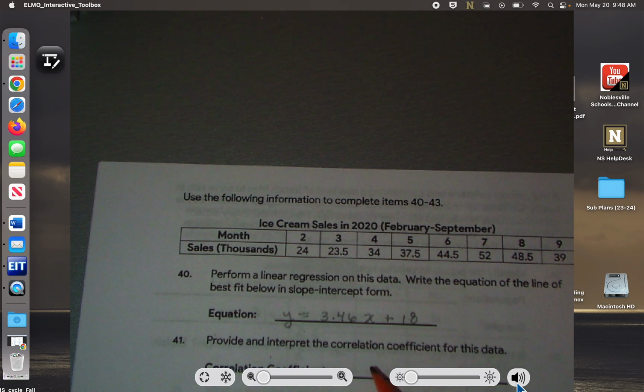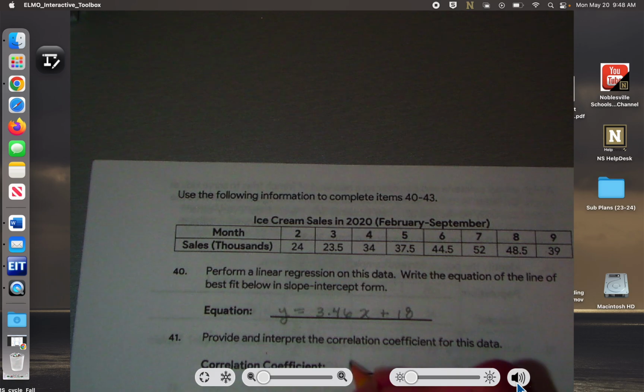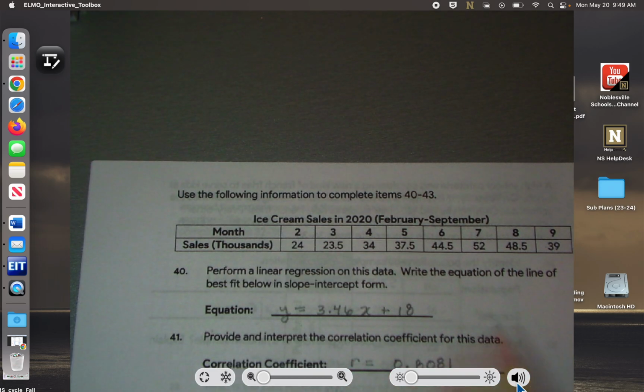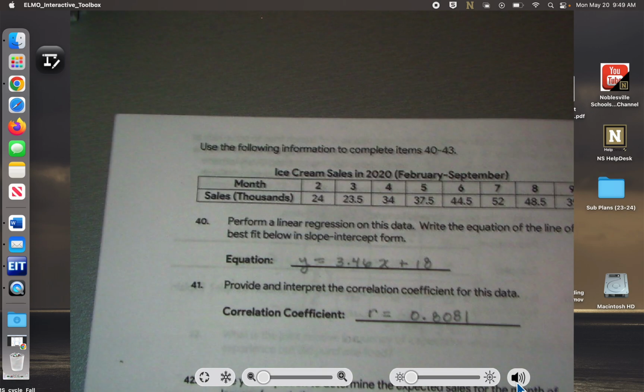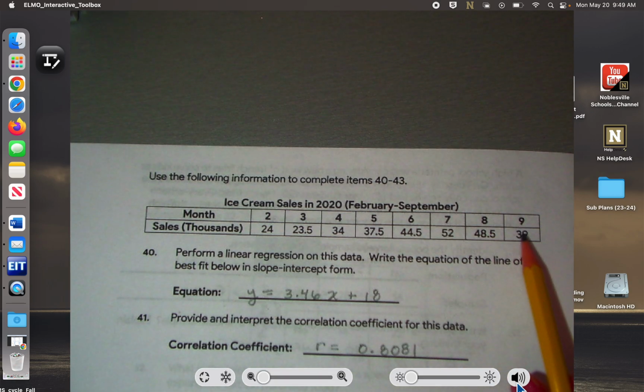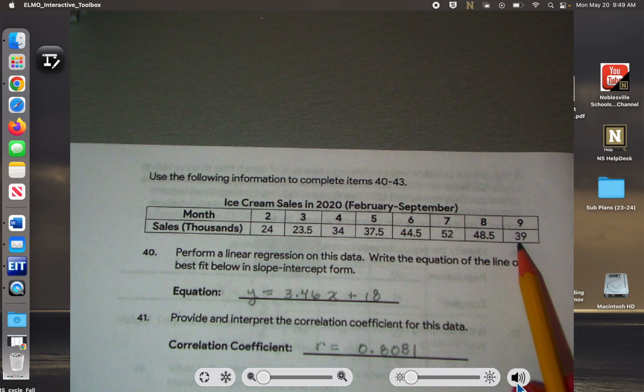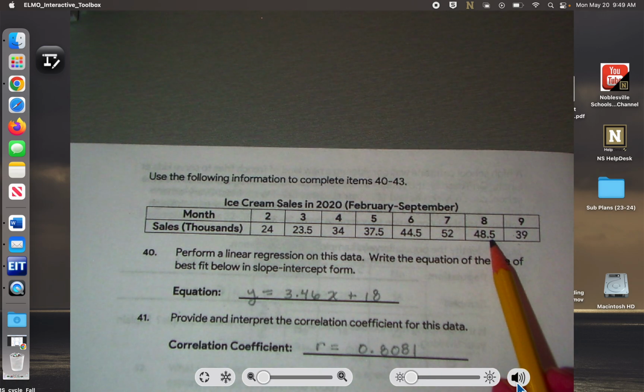Provide and interpret the correlation coefficient. So correlation coefficient, r equals 0.8081. I mean, this would be a moderate positive. It's not strong because it's not super close to the 1 or the -1. And I think that's because this dipped down here. Like we had some low numbers here that kind of threw the data off a little bit. We had this 39 and then it dropped down to 48.5.